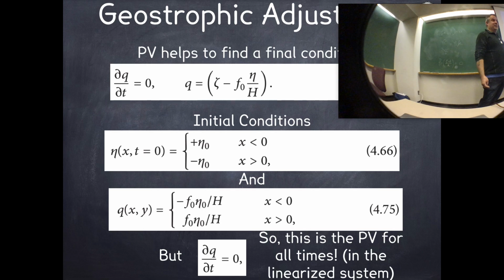We make the same game we just did over here, but we use the linear system, and we find the dynamics of potential vorticity look like this. Potential vorticity doesn't change in time. The advection term is gone because of the linearization. So whatever the potential vorticity is in the initial conditions is the potential vorticity at all times.